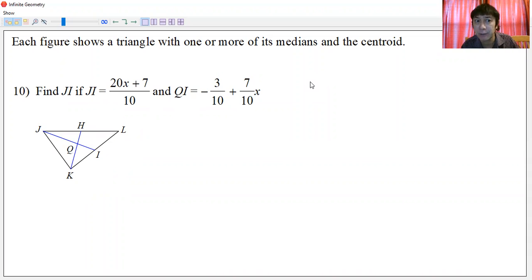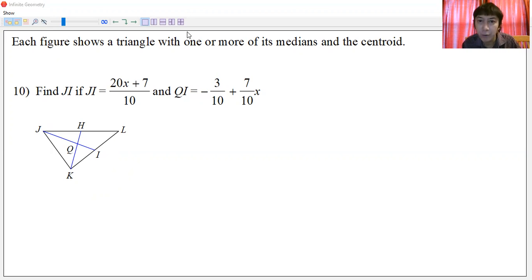JI itself is given with the expression (20x plus 7) over 10. And QI is the shorter of the two, or it's 1/3 of the entire length. We have the longer, which is the JQ, which is not given and not required. So we can start with our working equation relating the QI and the entire length JI. This is how we start.